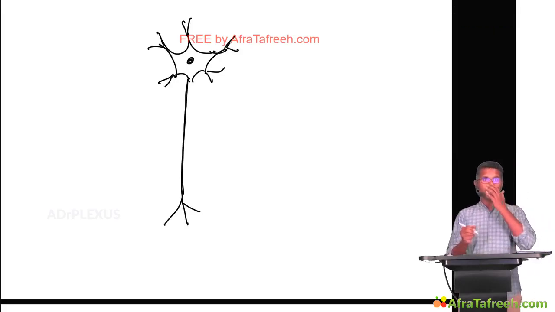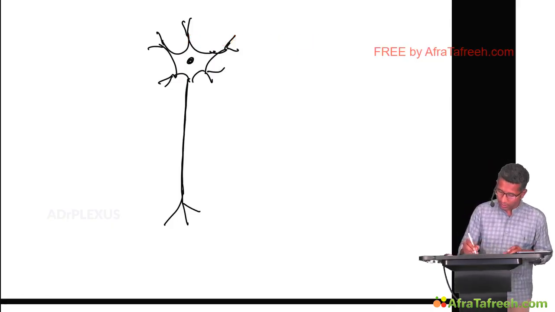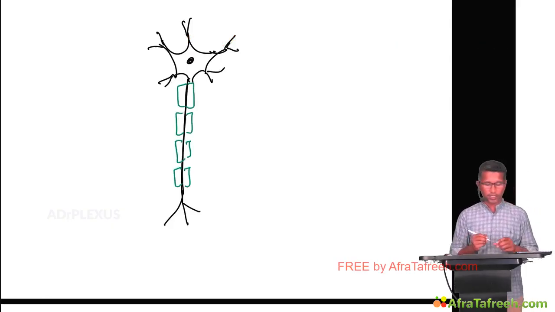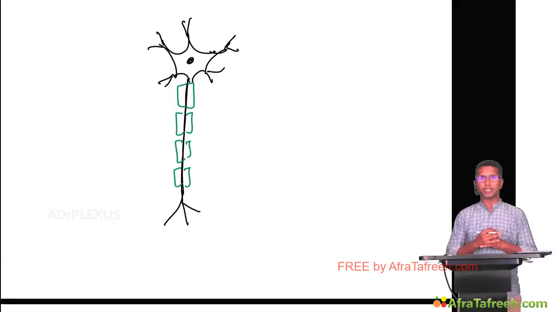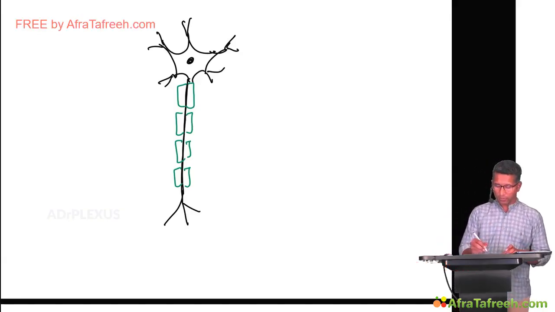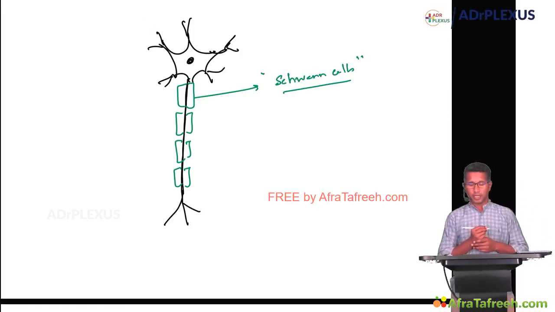Now this axon is surrounded by a sheath called the myelin sheath. Which cell forms the myelin sheath, guys? I am waiting for your reply. What is the cell that contributes to the formation of myelin sheath? The myelin sheath is formed by cells called Schwann cells in the peripheral nervous system.